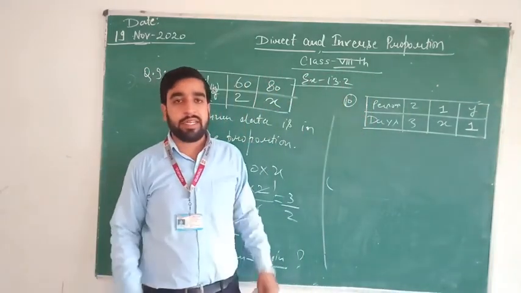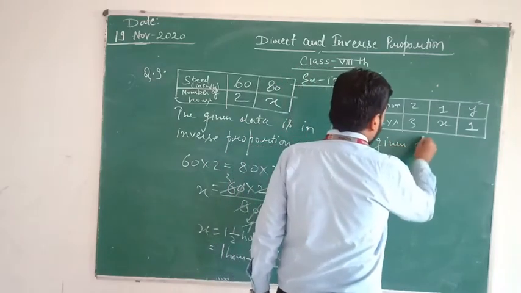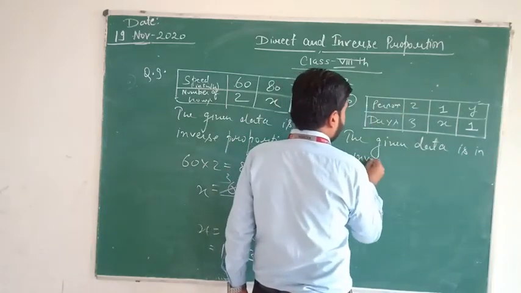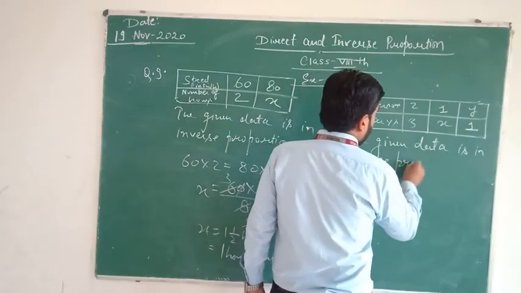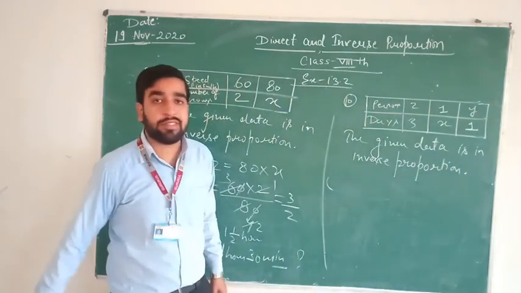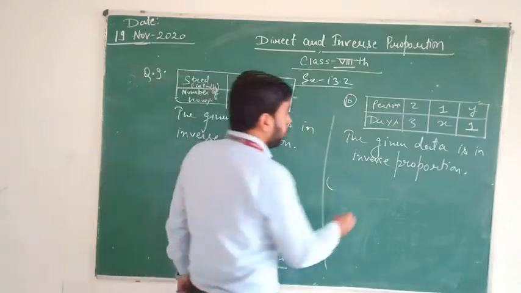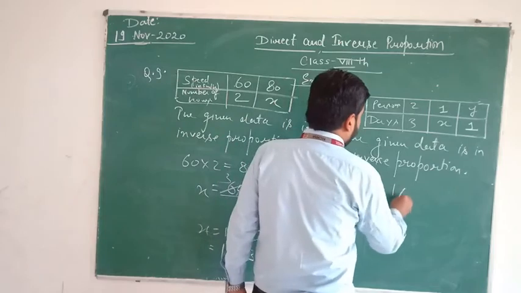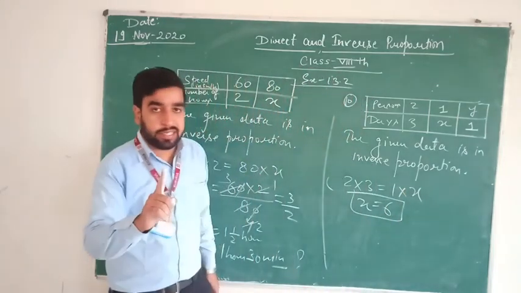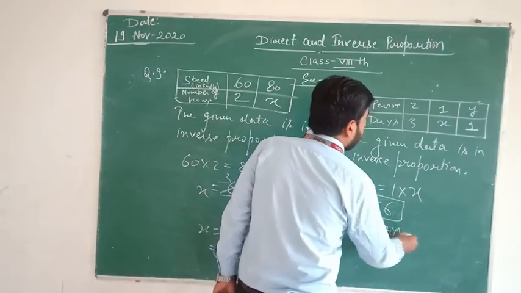Obviously the given data is in inverse proportion. So first we will mention the condition: the given data is in inverse proportion. So in inverse proportion, what is always equal? The product of the consecutive terms is always equal. So 2 into 3 must be equal to 1 into x. x will be 6. So obviously if one person is there, then he will require 6 days. 6 days. That's the first answer.